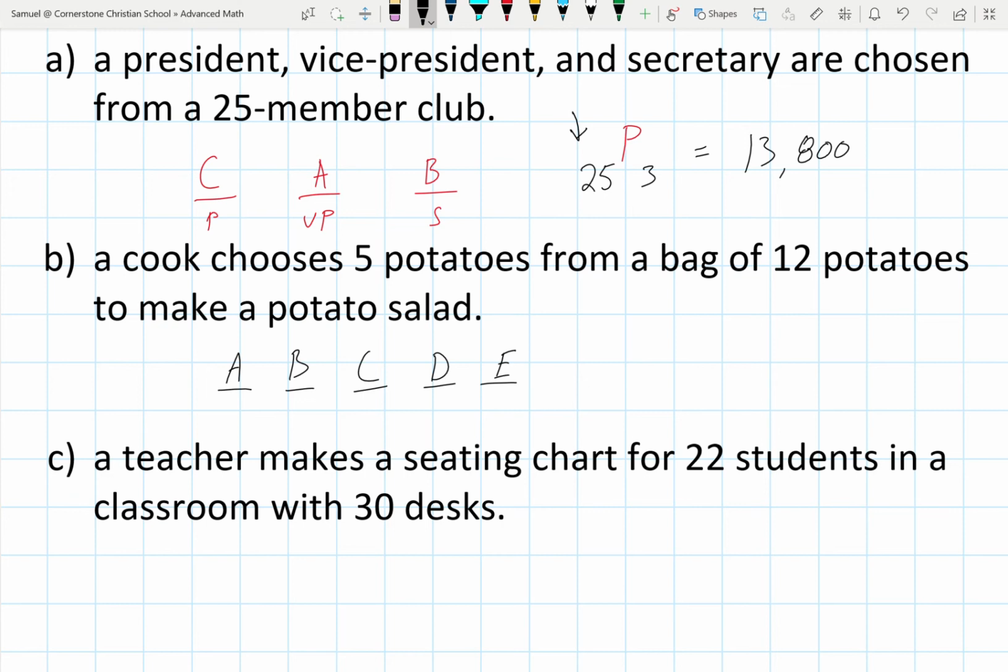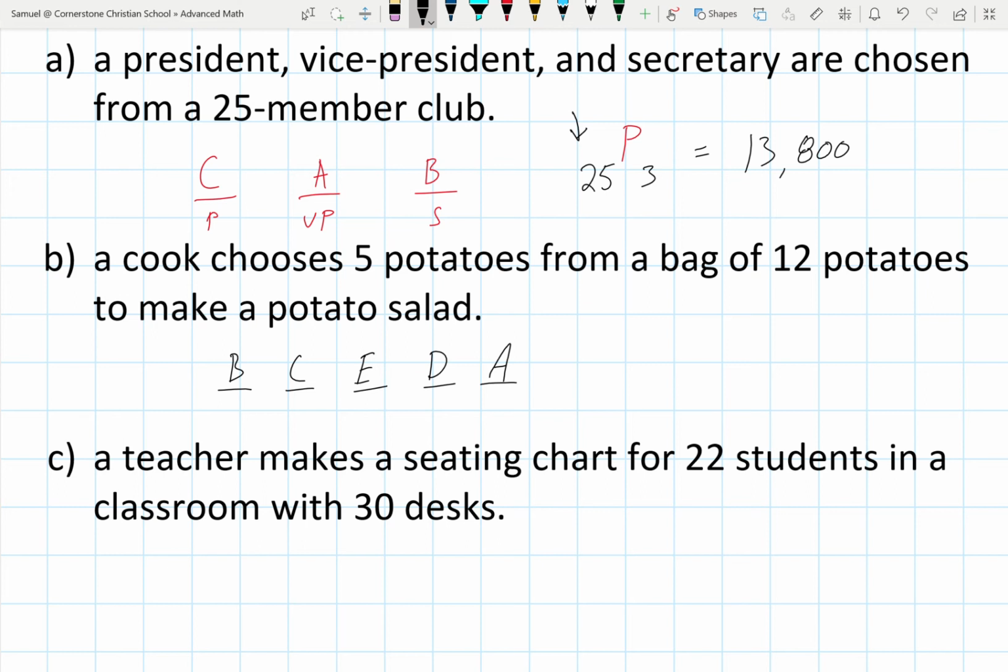I add these things into a potato salad, and in the end, which potatoes ended up in the salad? A, B, C, D, and E. If I change the order in which I choose, B, C, E, D, A, I picked these ones out, it's still the same 5 potatoes. Would it affect the outcome if I chose them in a different order when I'm still choosing the same 5 potatoes?